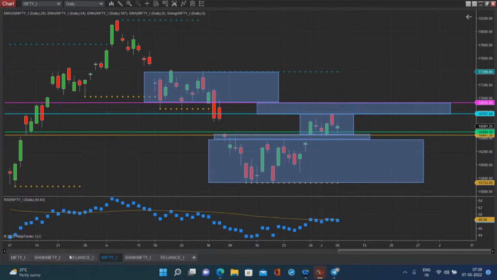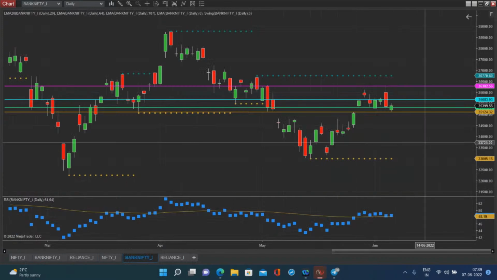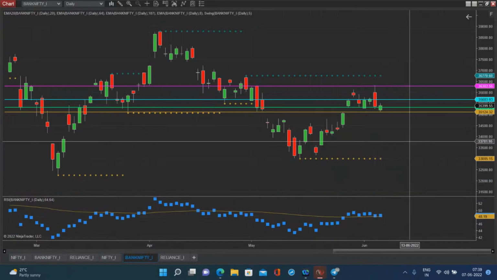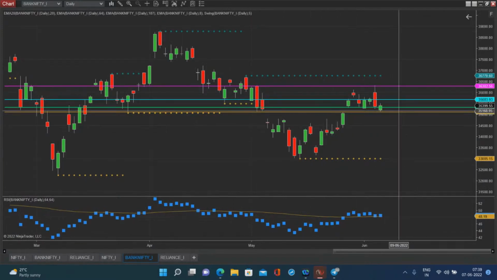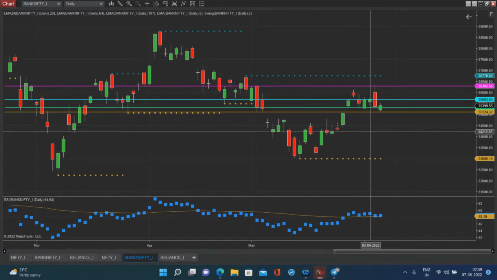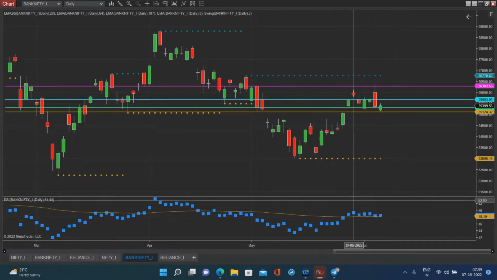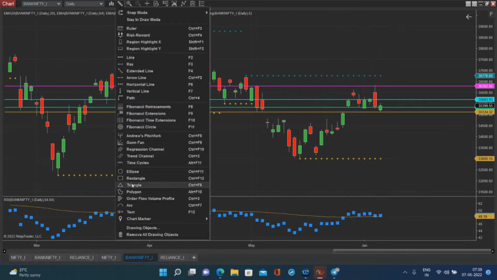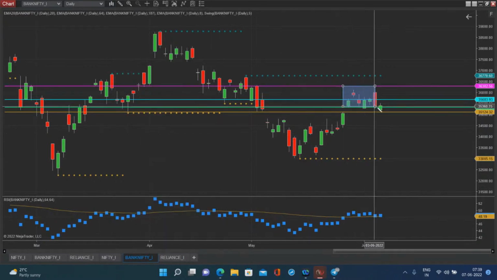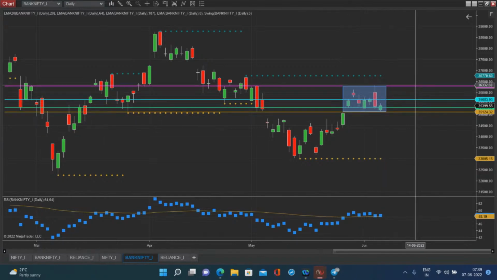Now let's see what is happening in Bank Nifty. First, we'll look at the daily chart and then we'll proceed to the intraday chart. In the daily chart, in Bank Nifty as well, the same situation is happening. Let's observe what is happening within this balanced range. The market is fighting within this balance. It is going up, coming down, going up, coming down. This is the 200-day moving average.